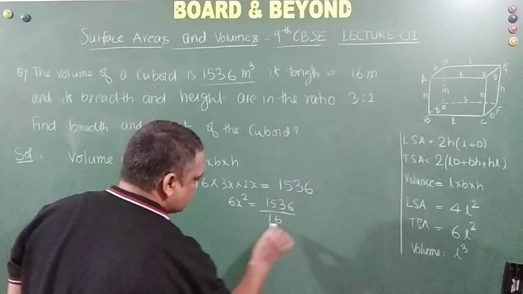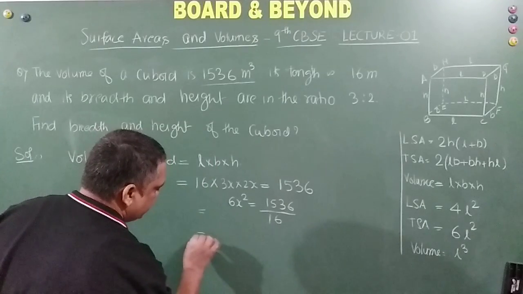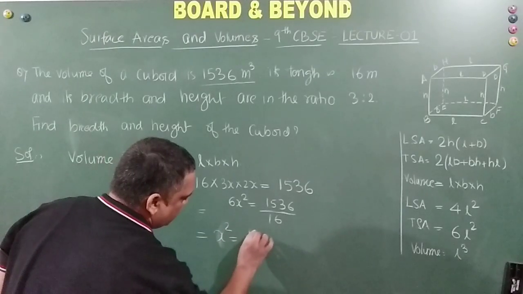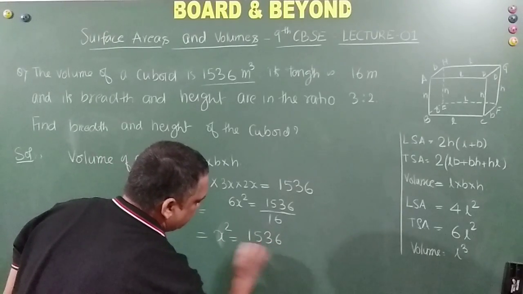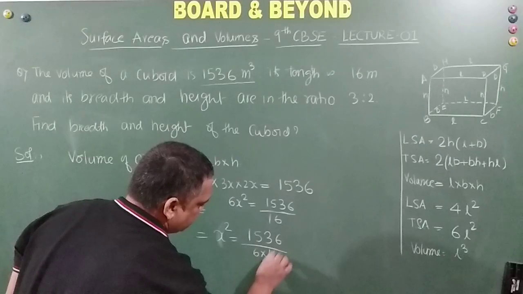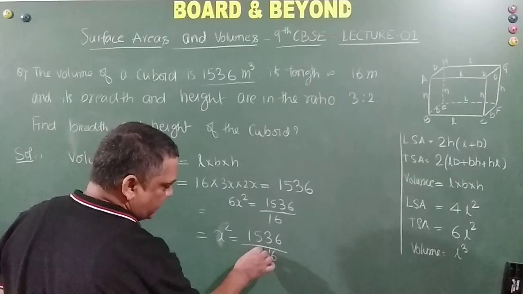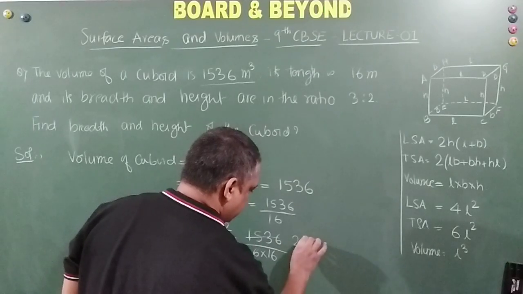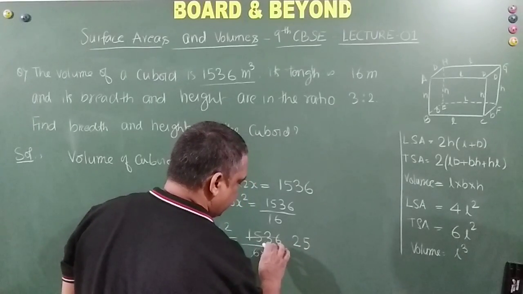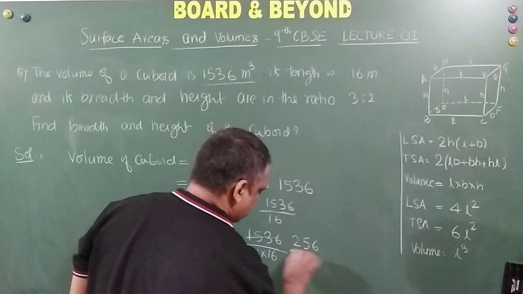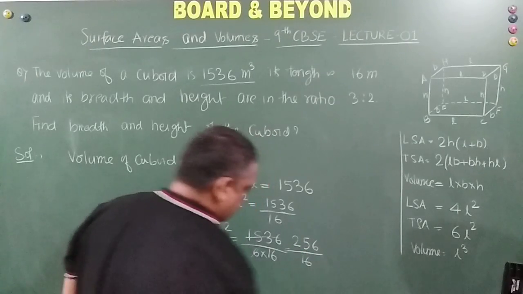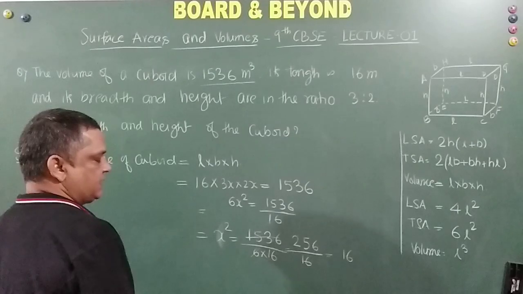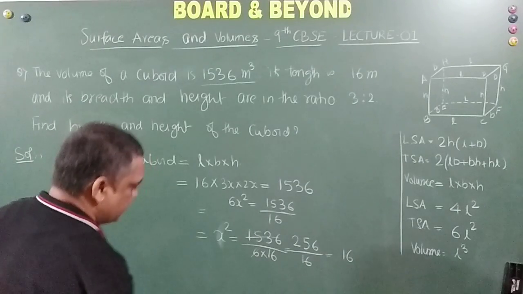Okay, so x square is equal to 1536 divided by 6 into 16, right, friends? Let us first try to divide this by 6. So 6 2s are 12, remaining is 3, 33, 6 5s are 30, remaining is 3, 36. So 6 6s are 36, by 16, which is also equal to 16. So 16 into 16 is 256, right?